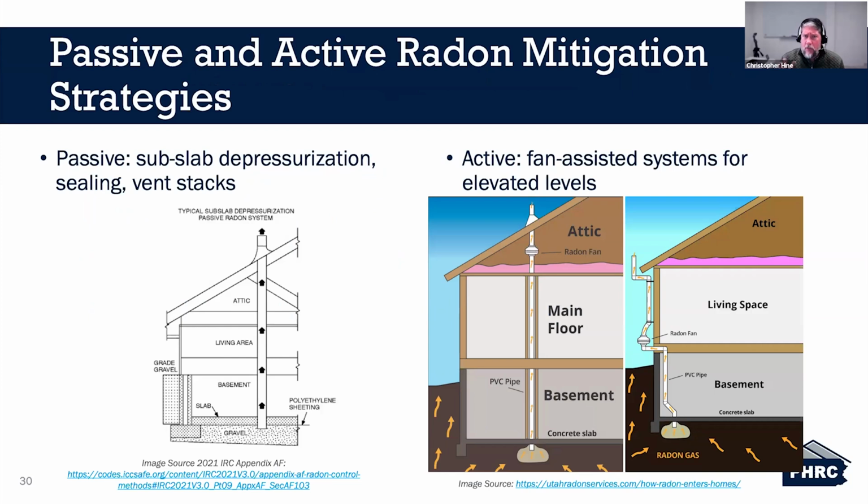There are two different ways for mitigation of radon, two different strategies. The first one here is a passive system, which is a sub-slab depressurization, and you're sealing that slab, and any pressure that builds up under that slab is then depressurized by the stack that's installed up through the roof.